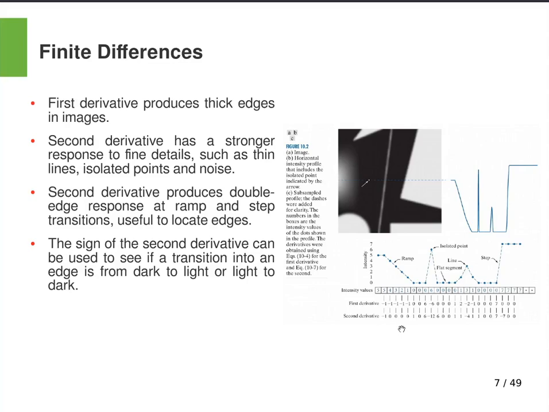So if you take a closer look at all these values and pay attention here that we have ramp intensity changes, we have isolated points, we have line segments or roof shape edges, and finally we have step edges. You see that all the properties that are mentioned here are valid for the first and second order derivatives.